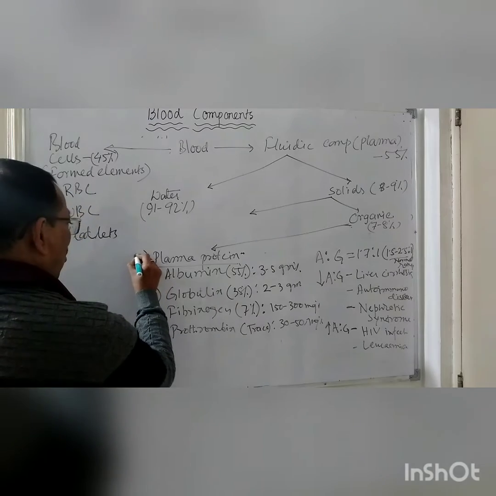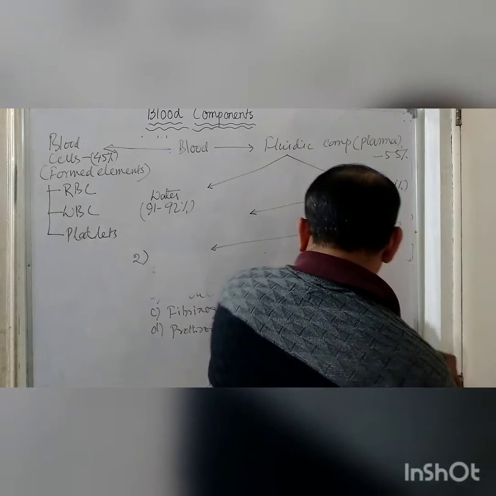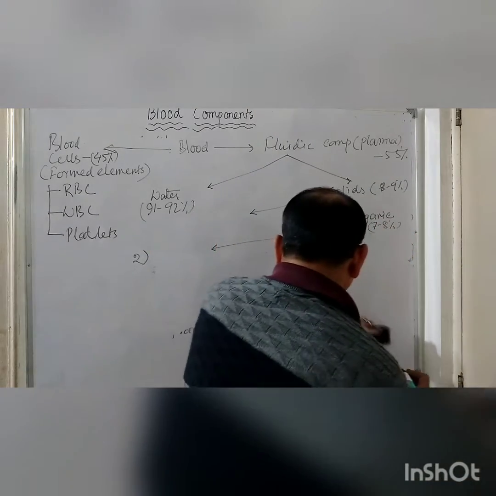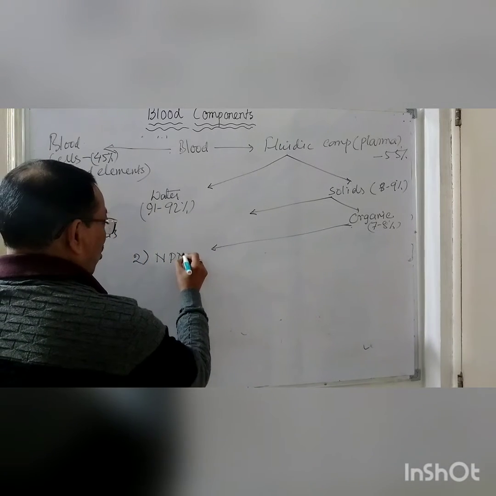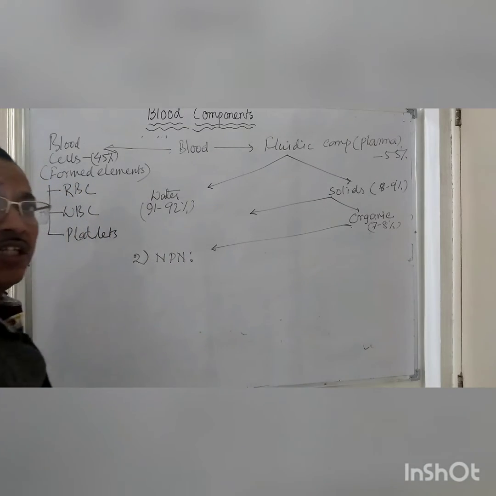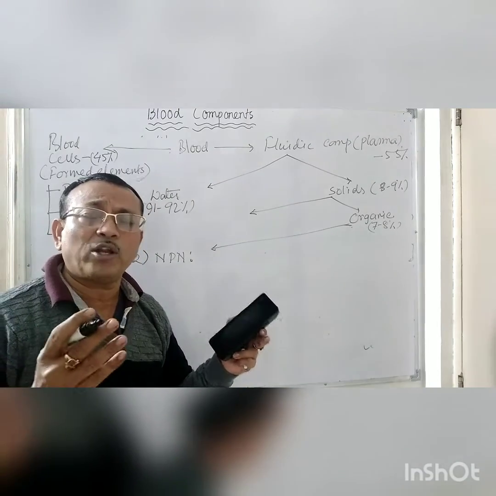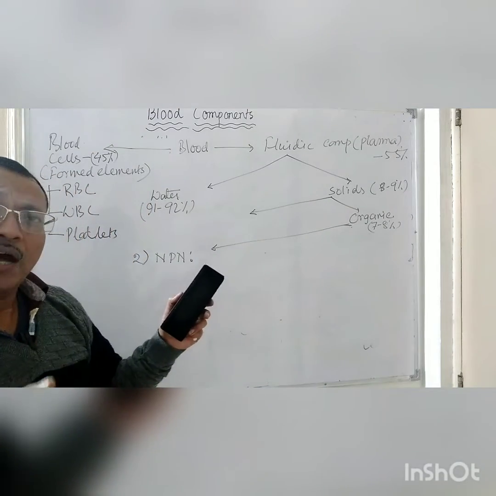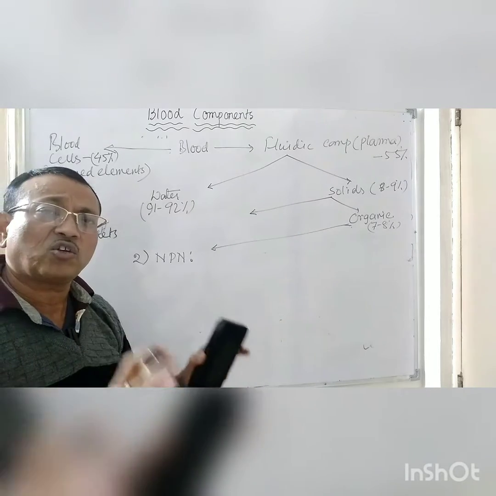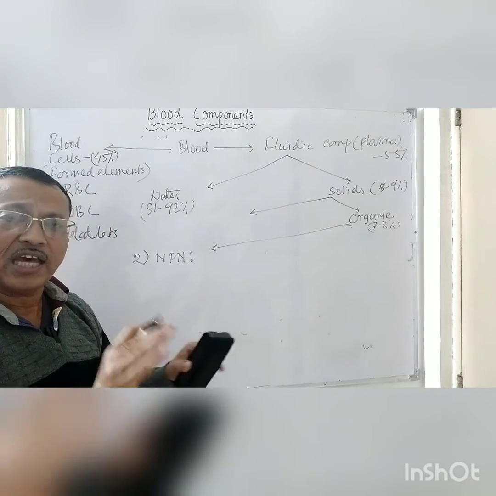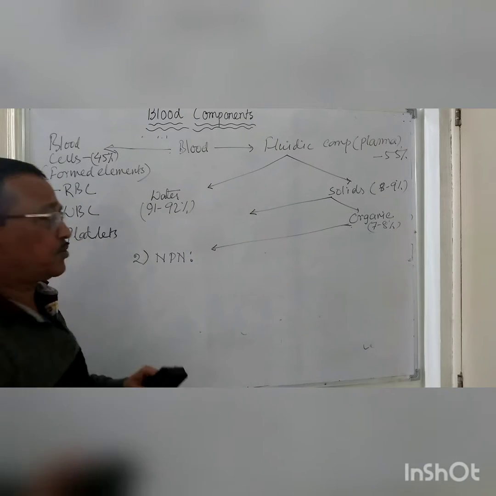Second type of the organic substance is non-protein nitrogenous substances, NPN. Proteins are nitrogenous substances because they have the amino group. Now there are some substances in the blood which are not protein, but they have nitrogen in their molecules, in their constituents. So these are known as non-protein nitrogenous substances.